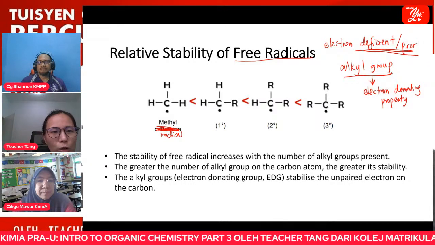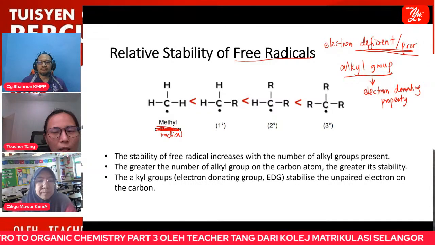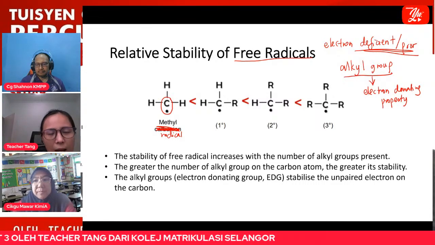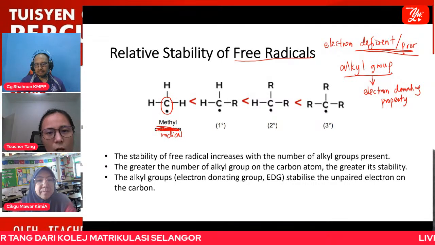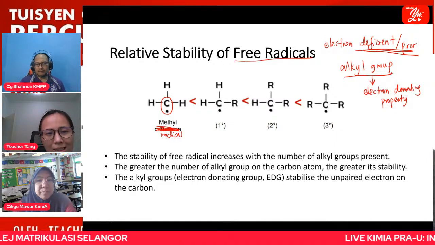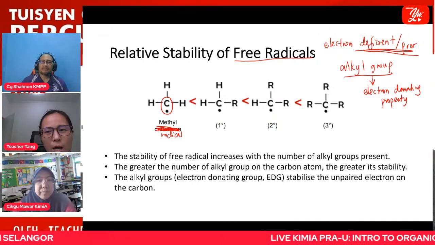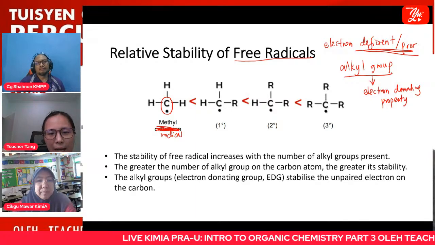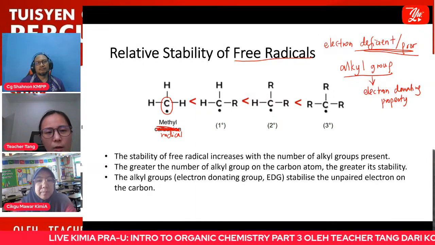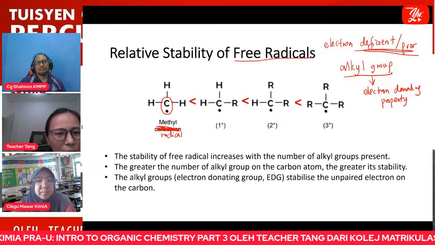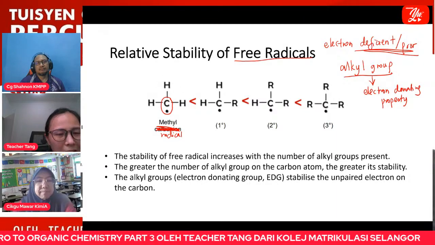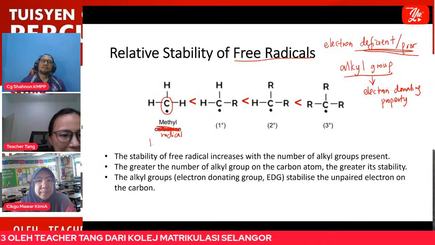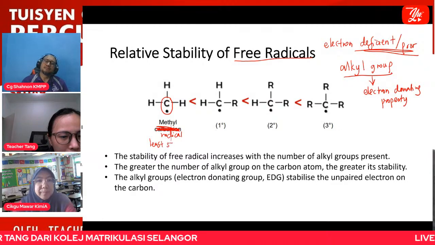I told you already why a free radical is electron poor. It is because the carbon that has the unpaired electron is not yet fully attached, so it is electron poor. If it is attached to more alkyl groups, then it will be more stable. For the methyl radical, there is no alkyl group attached to it, so we expect the methyl radical to be the least stable.